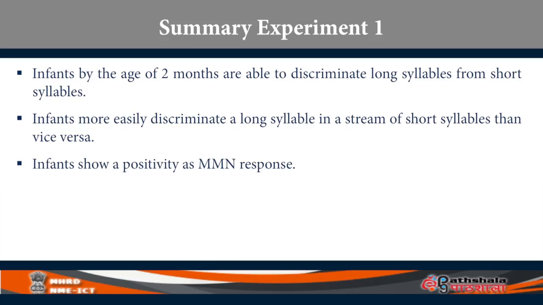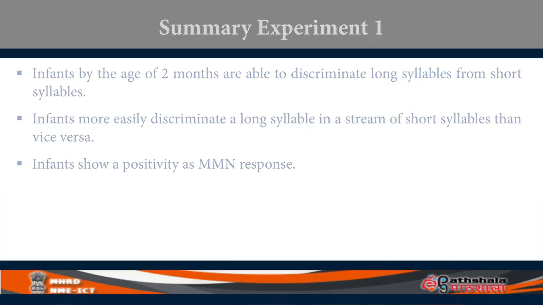MMN is called mismatch negativity, right? But infants showed a slightly positive response. All right, but whatever it is, the auditory brainstem responds to different types of sequences of auditory stimuli in which an oddball, an odd stimulus, is there. As early as 2 months, we can detect the difference. That's the final result. Let's now, instead of just syllables and sounds, go to words.